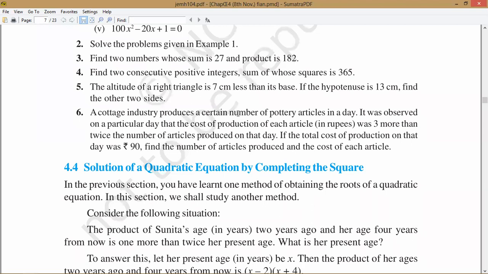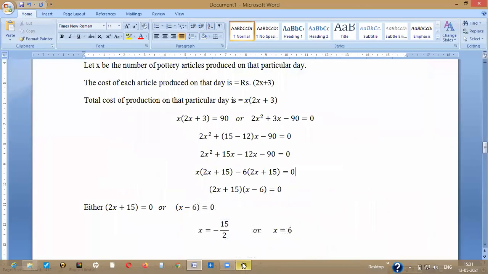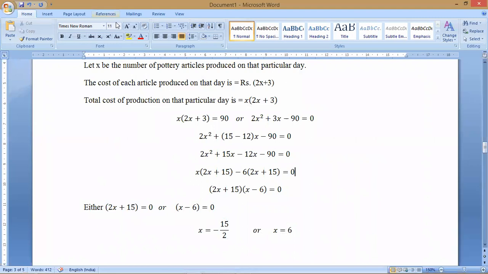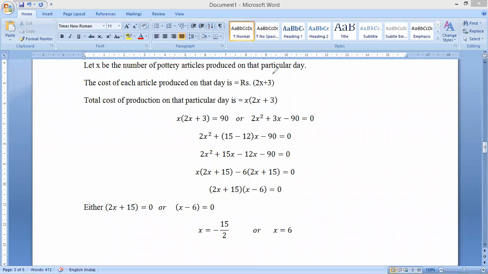A cottage industry produces a certain number of pottery articles in a day. It was observed on a particular date that the cost of production of each article in rupees was 3 more than twice the number of articles produced on that day. If the cost of production on that day was 90, then find the number of articles produced and the cost of each article. So let us choose that. Let x be the number of pottery articles produced on that particular day. So suppose on that particular day the cottage industry produces x pottery articles.